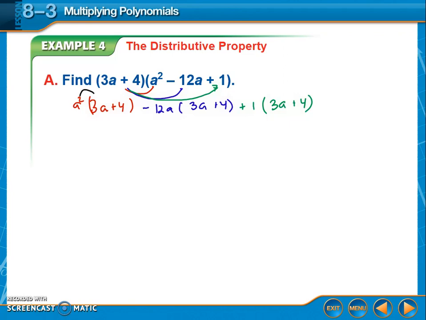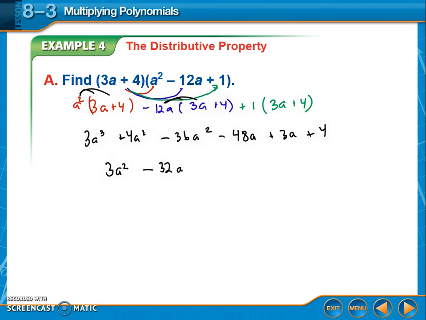Okay? Then once I do the distributive property in each of those, a squared times each of those is going to be 3a cubed plus 4a squared, distributing here, negative 36a squared minus 48a, and then plus 3a plus 4, and then combining like terms. So I'm going to get 3a cubed, minus 32a squared, minus 45a plus 4, and then you're done.